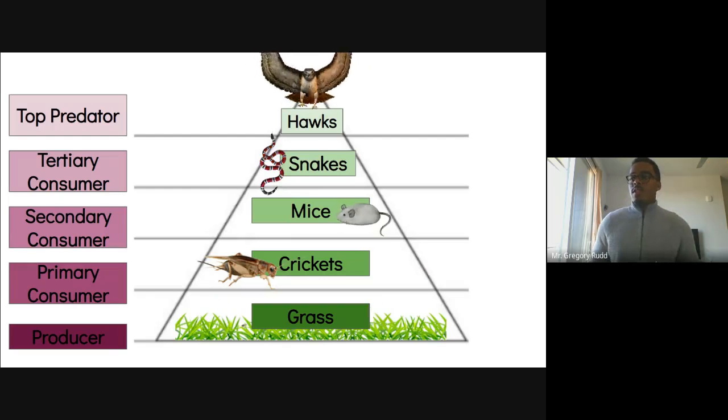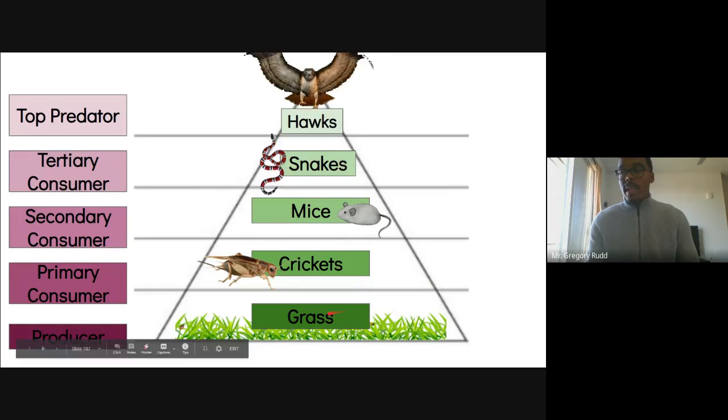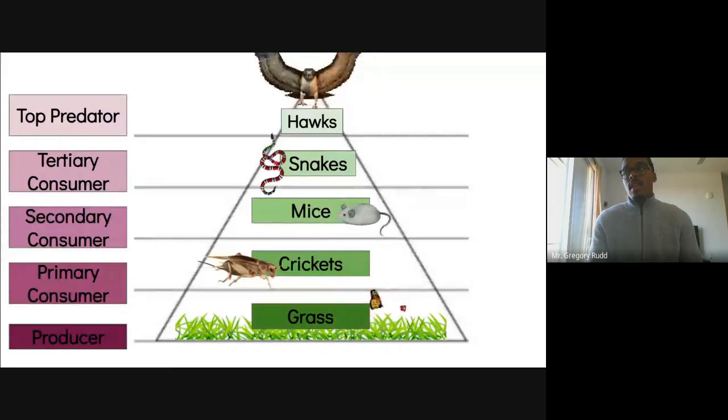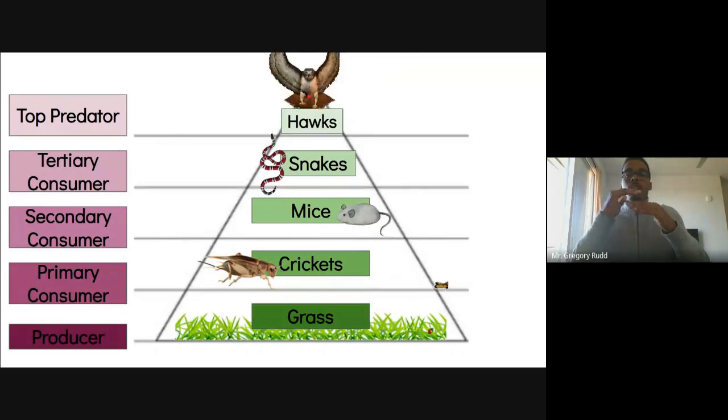So this is what these pyramids look like. Now, the interesting thing about these pyramids is that they are a pyramid. They're getting smaller and smaller for a reason. The reason for that is really twofold. Number one, you've got way more blades of grass than you do crickets. You've got way more crickets than you do mice. You've got way more mice than you do snakes. And you've got way more snakes than you do hawks. So as you move up the pyramid, you're getting fewer and fewer organisms.